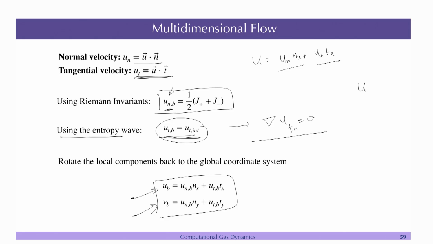In that case, you will have one normal and two tangential, u_t1 and u_t2. Basically, these things will not change, you can extrapolate from the interior, u_n will be dictated based on the Riemann invariant, and you have to use relations like this to finally construct it in the global coordinate system that you are using. Okay. So, this is what I have for the boundary conditions.